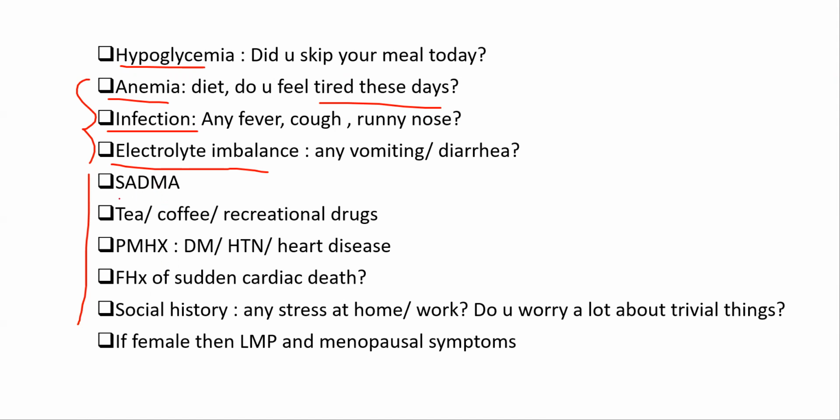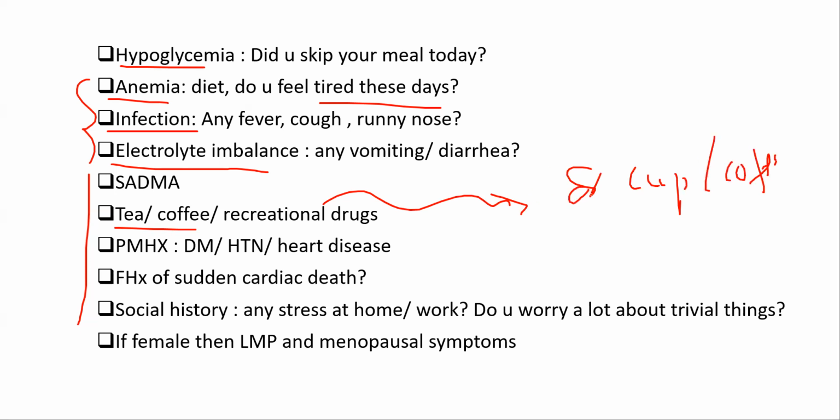So for SADMA, ask about, do you smoke or drink alcohol, any medication, any known allergies, so do you drink tea, coffee, or any other recreational drugs? If patients say, yes, I drink tea or coffee, you need to find out how many cups of coffee in a day or how many cups of tea in a day. There are a lot of cases in which you find that the patient drinks 8 cups of coffee in a day.